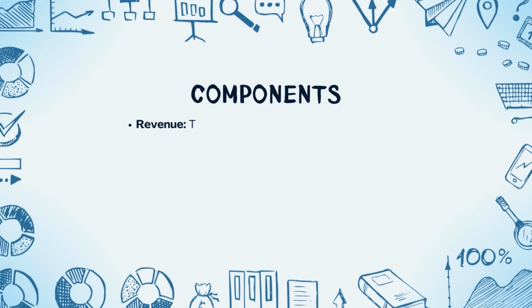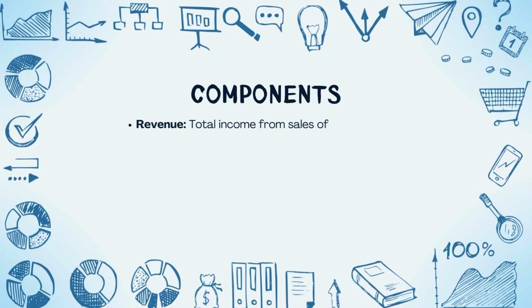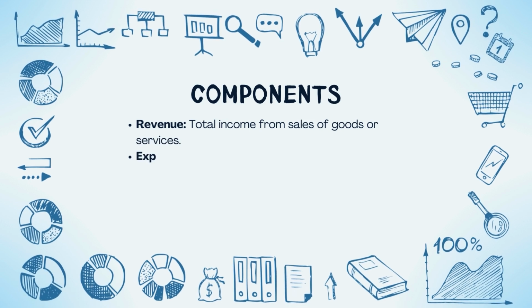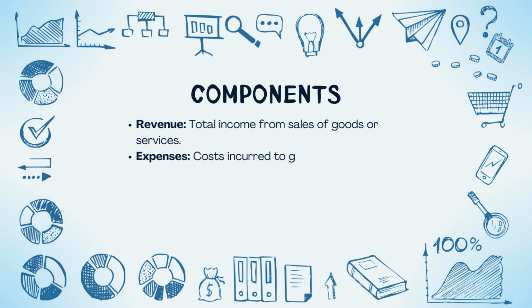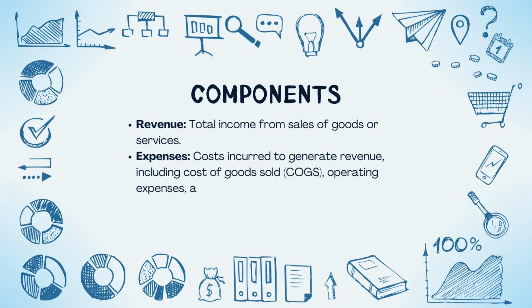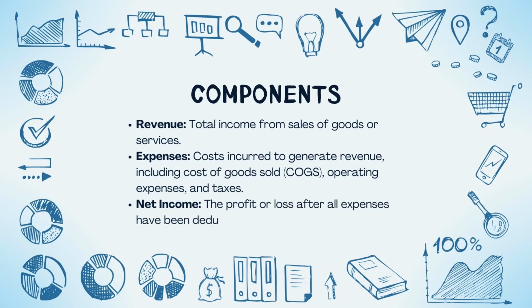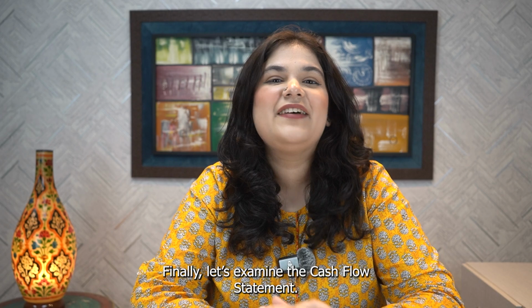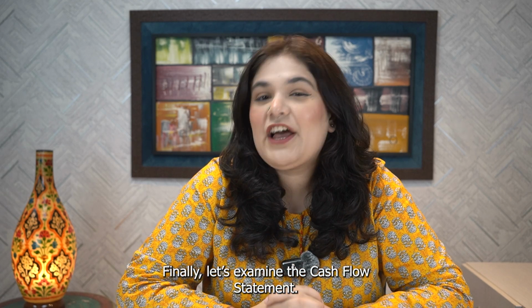The components include revenue, total income from sales of goods or services; expenses, costs incurred to generate revenue, including cost of goods sold, operating expenses and taxes; and net income, the profit or loss after all expenses have been deducted from revenue. Finally, let's examine the cash flow statement.